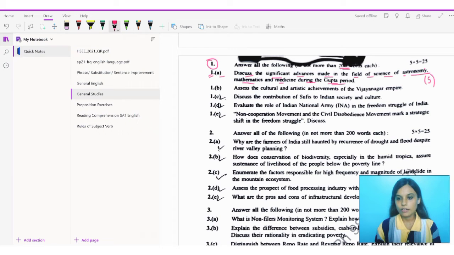Now of course I'm not going to count words over here, the answer of which I'm providing. I'm going to tell you the important points that you could have included or you can include in these types of questions, where you are asked about the important advancements in the field of science of astronomy, then mathematics and medicine during the Gupta period. Let's go over to the answer.